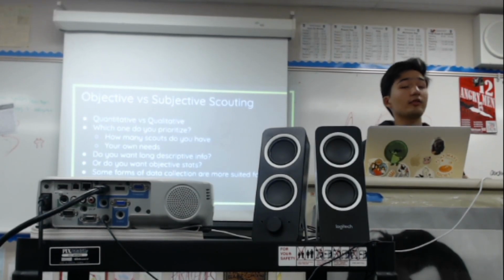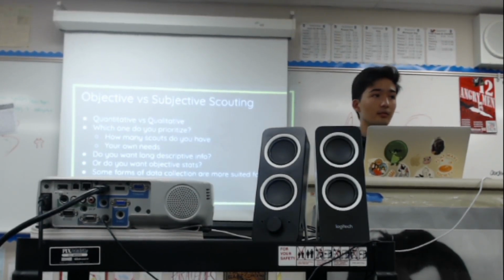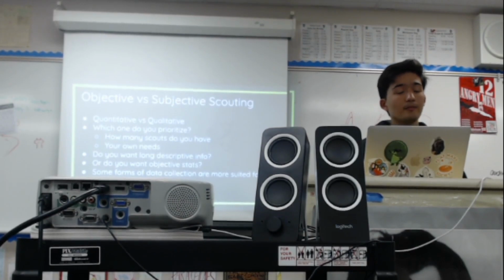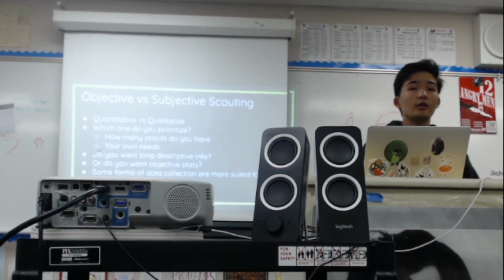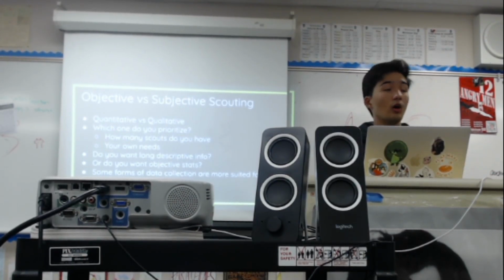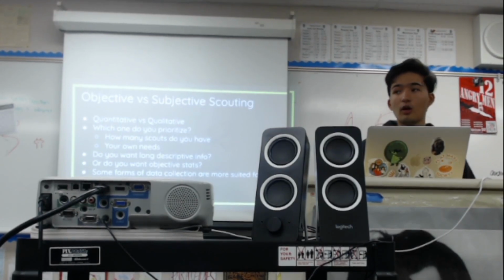Both sides are very, very important when considering teams. Not just one, not just the other. So it's very important to consider both. But if you have a limited number of scouts, you're going to have to make decisions. Do we want this more? Do we want this more? Which kind of data do we prioritize more? What are we putting on our different scouts?